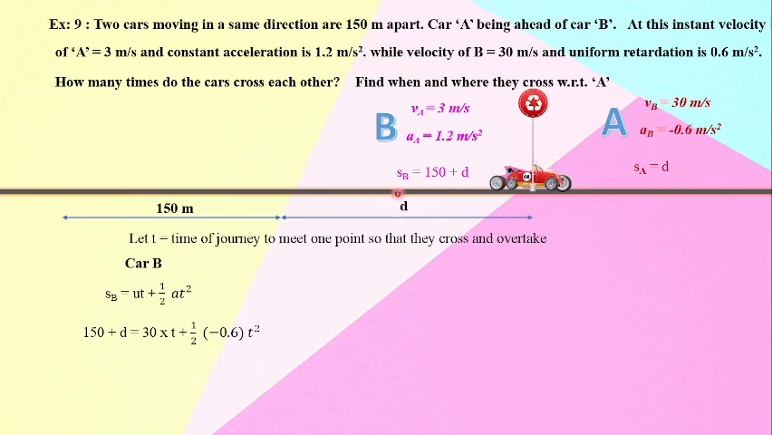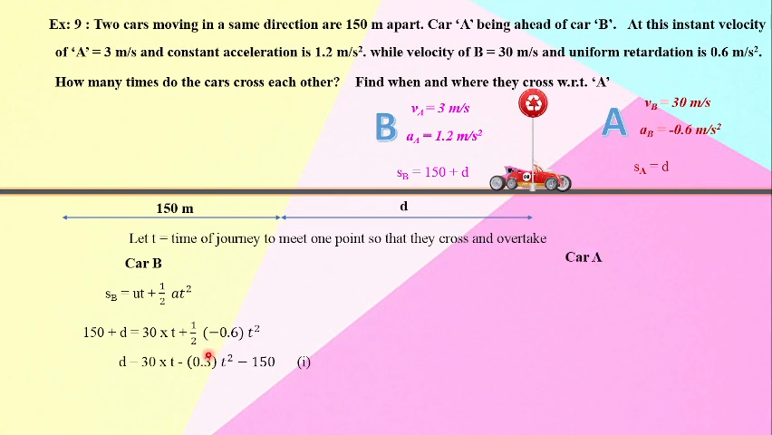The total displacement by car B will be equal to 150 plus D. Time taken will be equal to T, and retardation is already given for this problem. AB is equal to minus 0.6 meter per second square. So I have substituted the value. I got equation number 1.